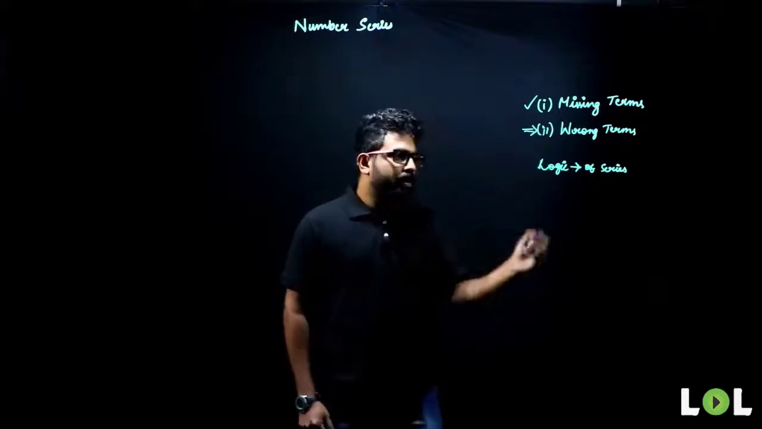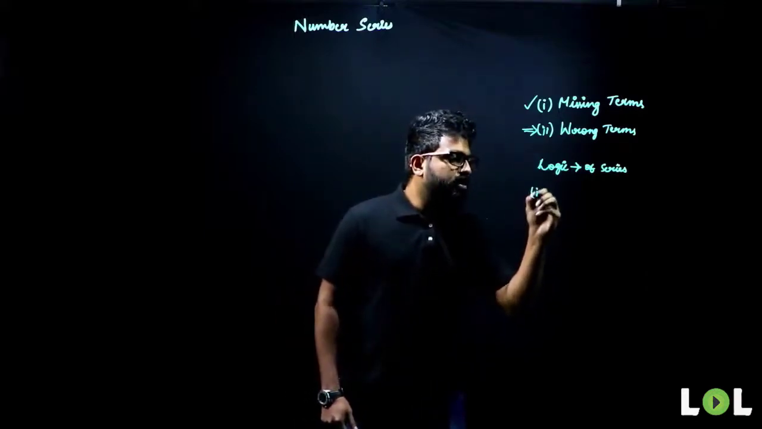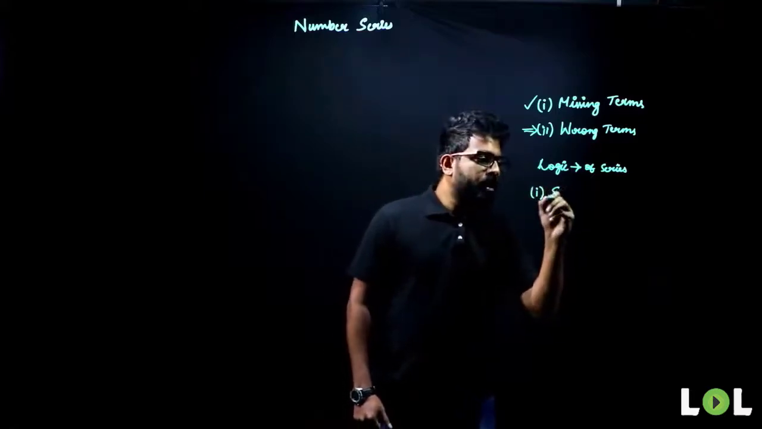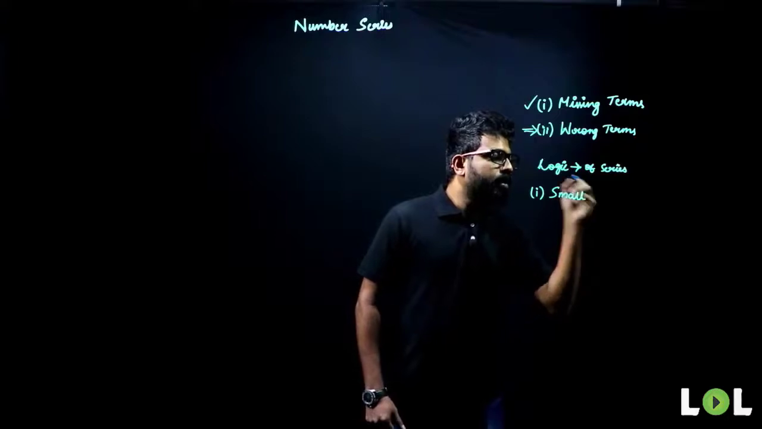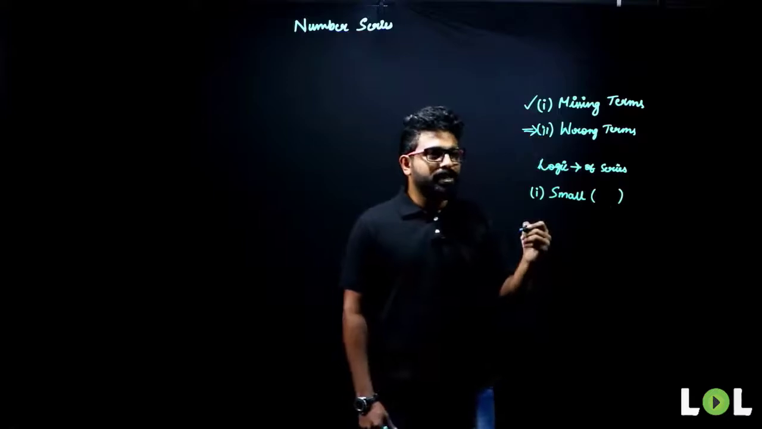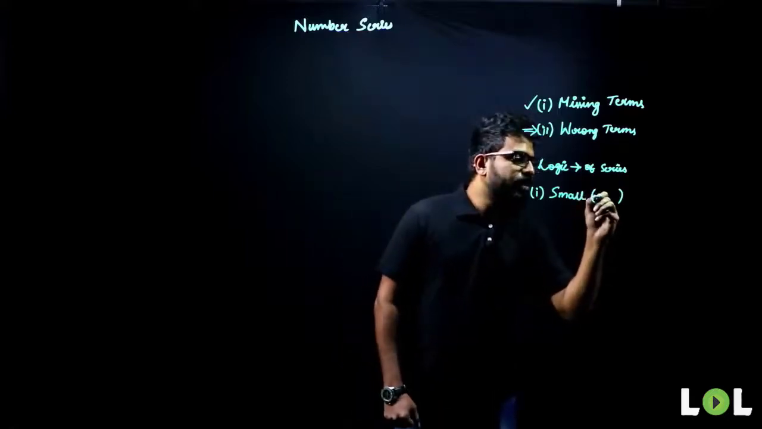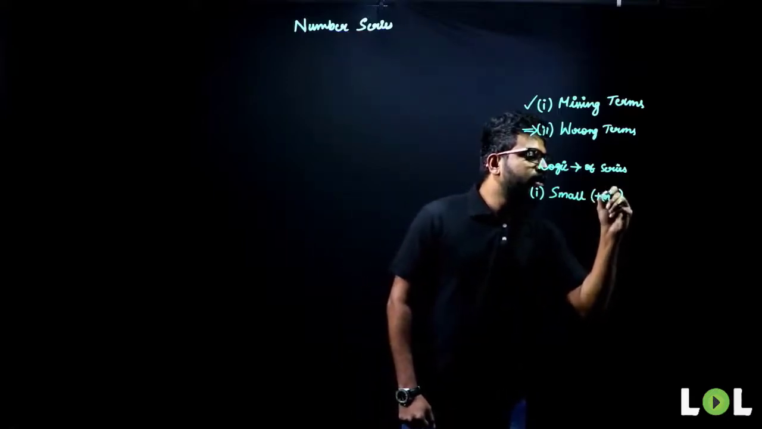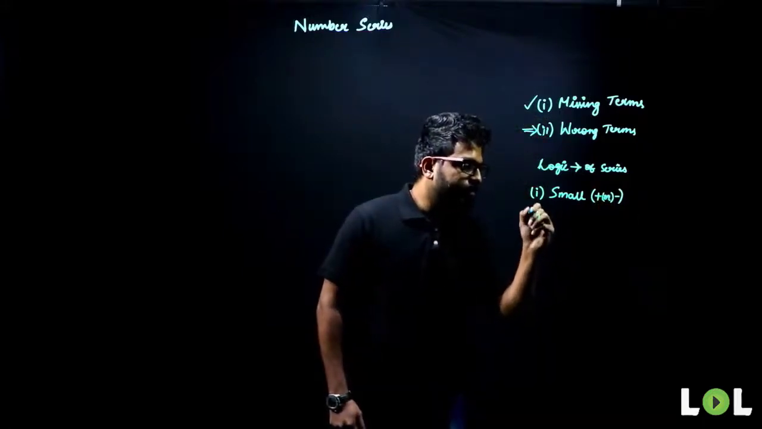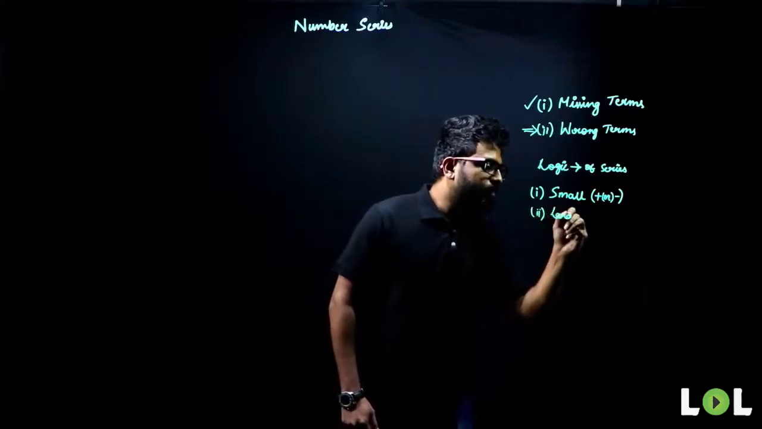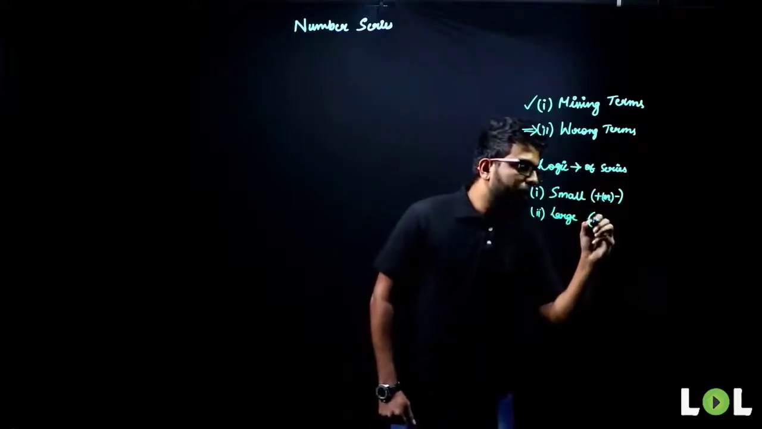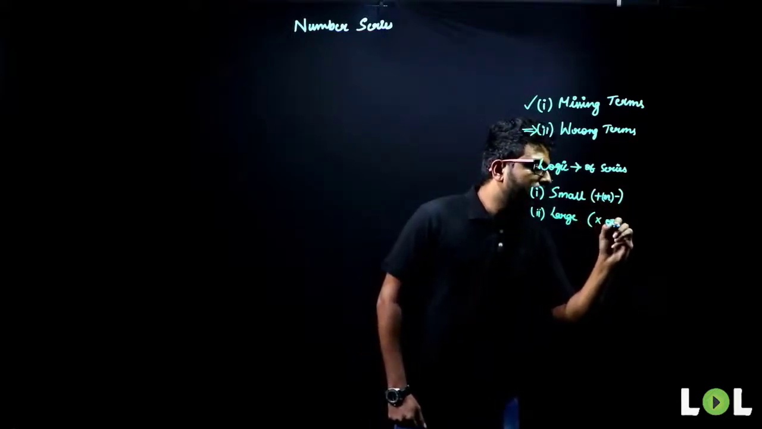What was our first step? First step, we compared the 2 terms. So we found out if the difference was small or large. If the difference was small, what was the logic hidden in the question? It was either addition or subtraction. If the difference was large, what was the operation or logic hidden in the question? It used to be multiplication or division.